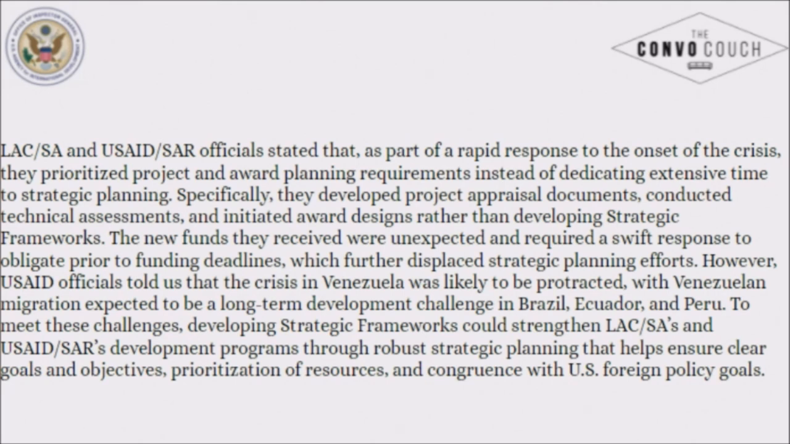They're self-criticizing here right now. They're talking about how they could have done better, but they're really not talking about, again, the omission as to why they were there in the first place, because we're going to talk about what the USAID is. And they said that the crisis in Venezuela was likely to be protracted, with Venezuelan migration expected to be a long-term development challenge in Brazil, Ecuador, and Peru. To meet these challenges, developing strategic frameworks could strengthen the LAC and SA's and USAID's objectives and development programs through better planning and strategies.